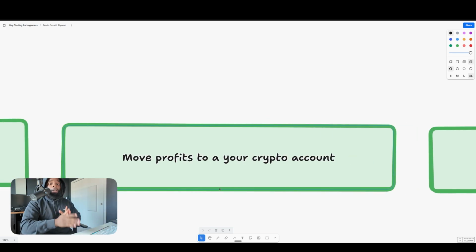And then obviously from there, move the profits to your crypto wallet. If you're using Cash App, Coinbase, Binance, just send it out to there, and then you can do whatever you want from there. You can keep it on your crypto account and let it grow, accumulate, or you can take it to your bank like I do.